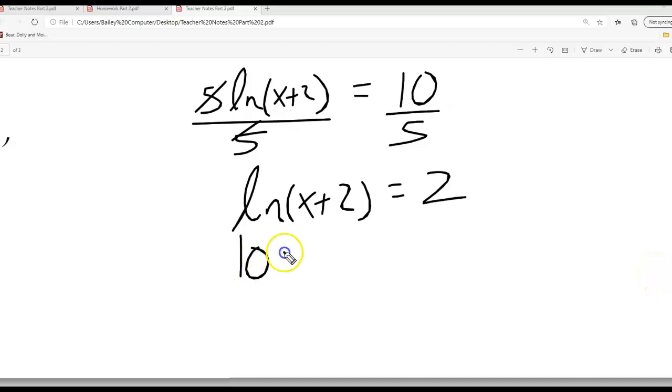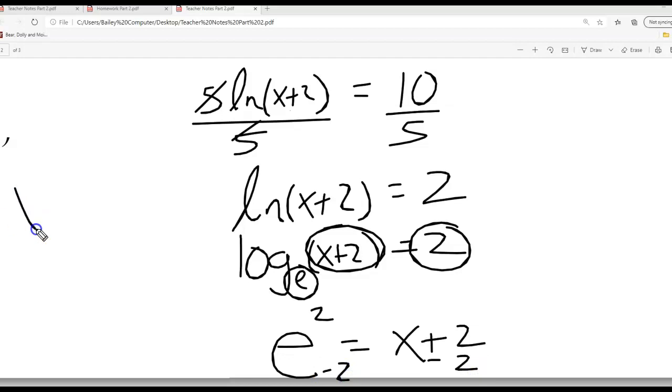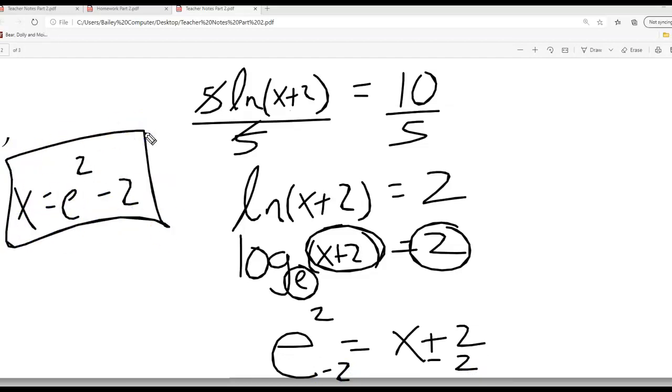But to do that, remember that ln is basically log base e, right? So if I change this into exponential form, it's going to be e to the power of 2 equals x plus 2. And if you just minus the 2 on both sides, you'll have your answer. So in this case, x would be e squared minus 2. You just leave it like that.